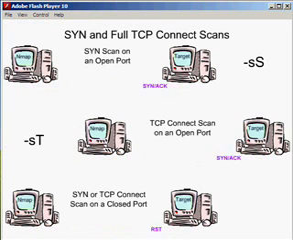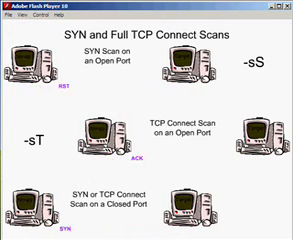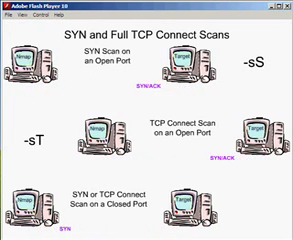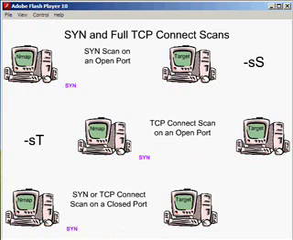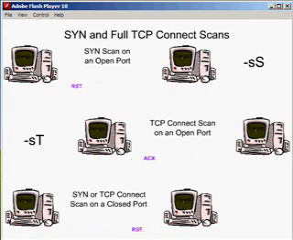Nmap has the ability to do all sorts of scans, but the two most common are SYN and TCP Connect scans. The top animation illustrates a SYN scan, which is the default scan type if you are logged in as root. Nmap will send a SYN packet to a certain port on the target host. If that port is open, the target will send back a SYN acknowledge packet.